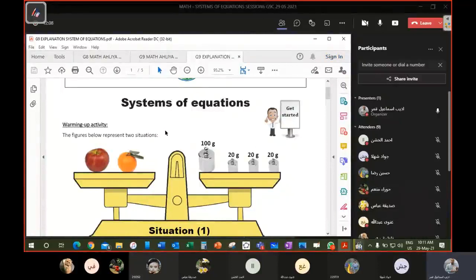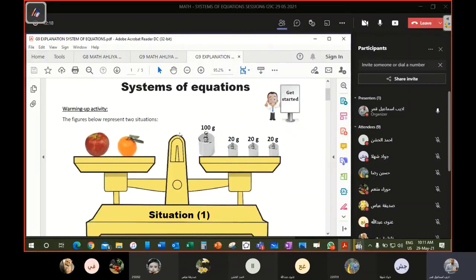In this period we are going to explain and work the last objective of this chapter, systems of equations, which is the objective of equations and problem solving. We are going to start with this warming up activity. Read it, Hassan. Systems of equations. Warming up activity. The figure below presents the situation.